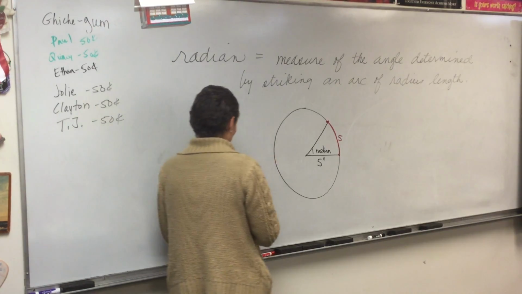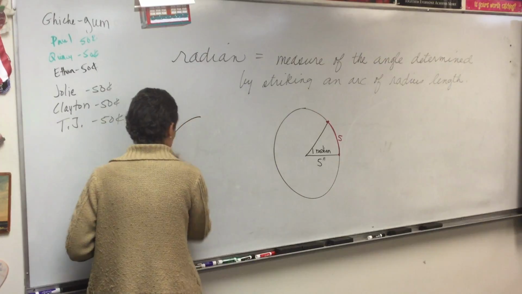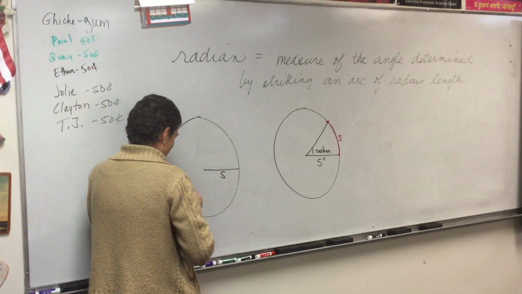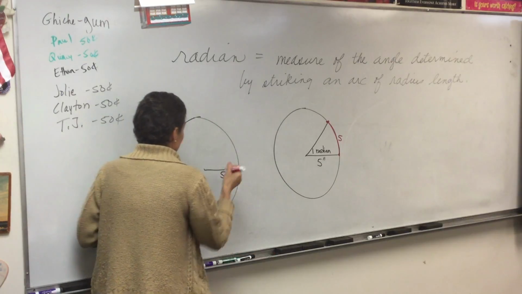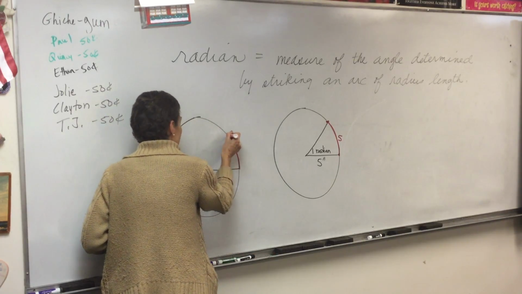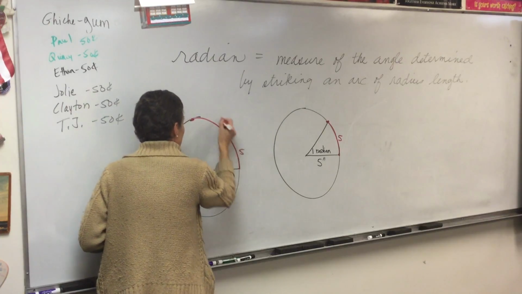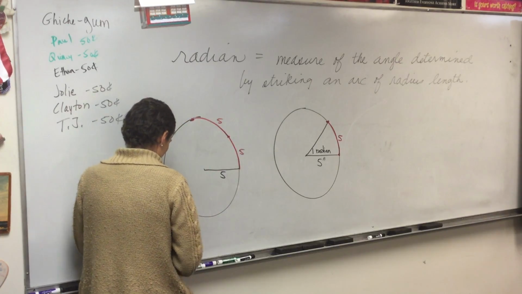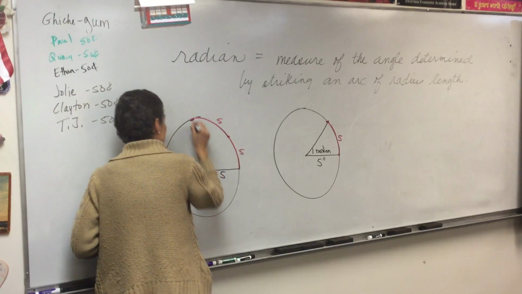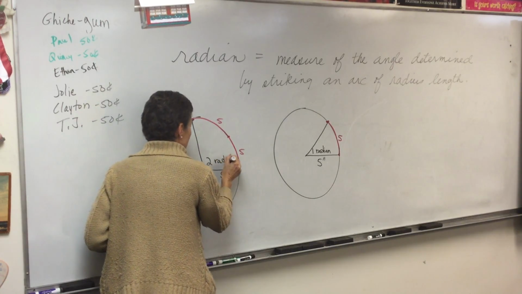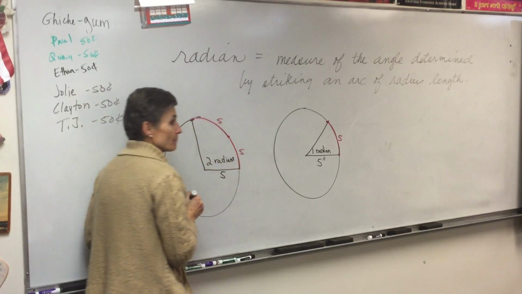So, what do you think would happen if I took my circle with a radius of 5? What do you think would happen if I struck a 5 and another 5? Then that angle would be how many radius? 2 radius. 2. Does that make sense to everybody?